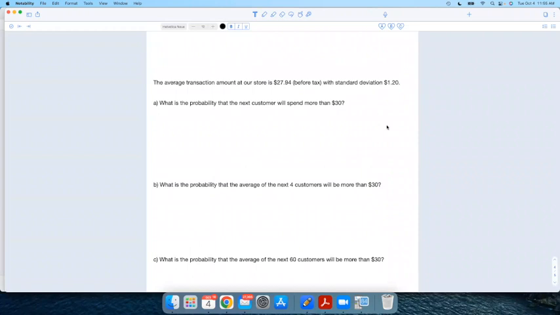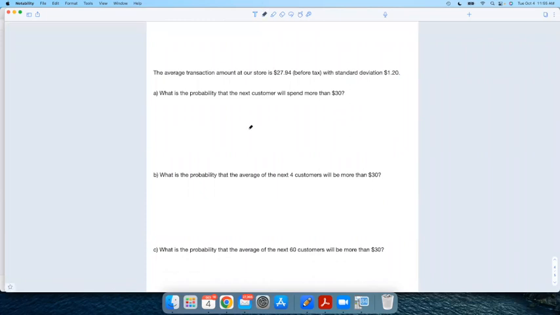Okay, so it's a mean problem. They tell me a population average. They tell me a population standard deviation. It's a mean problem. No successes, no failures, no P's, no Q's. This is all mu's and sigmas.